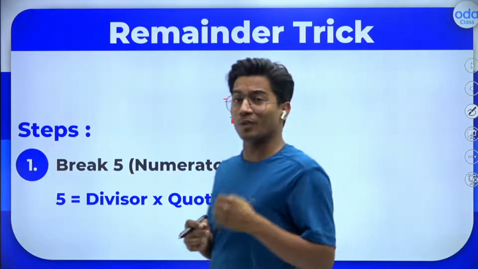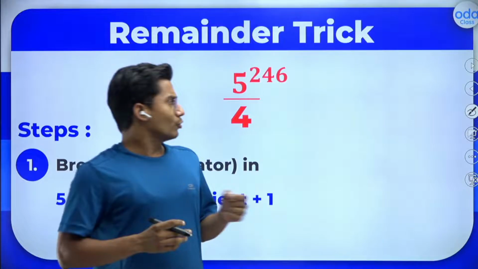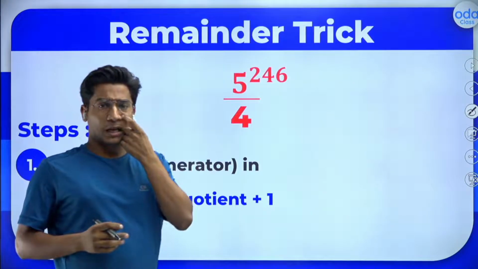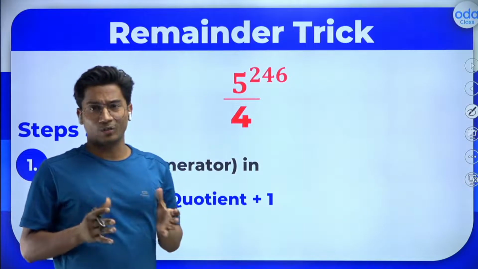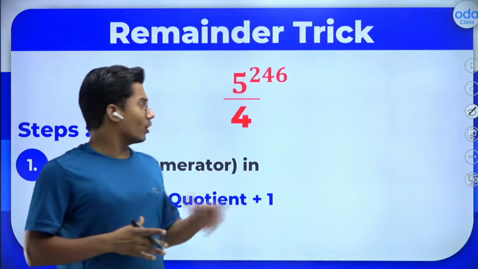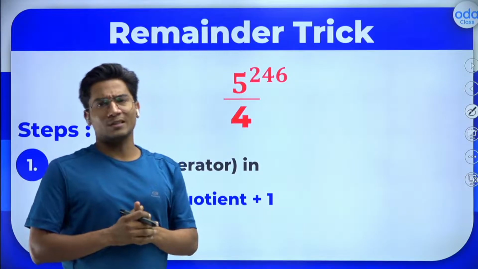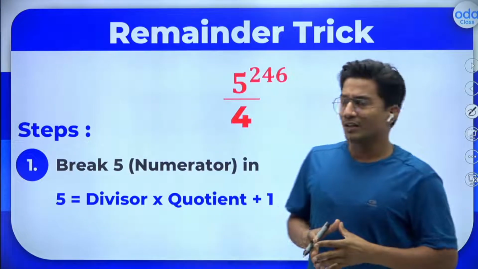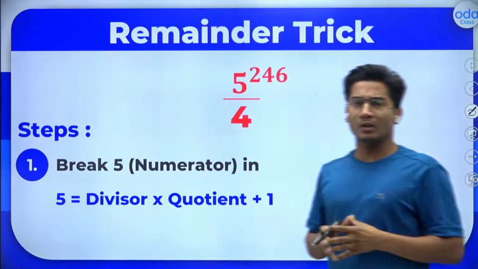We have 5 raised to the power 246, right? Do you think it is possible to find the power of this and then write the answer if you do not have a calculator? It is impossible for me, and I believe you will also find it difficult. So now what is the trick? Let me discuss step by step how you can solve this question.